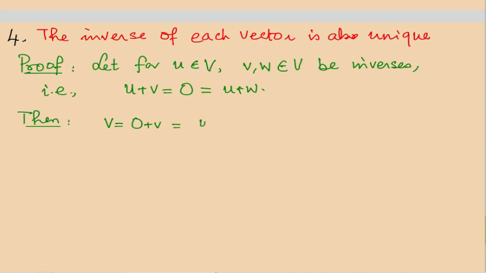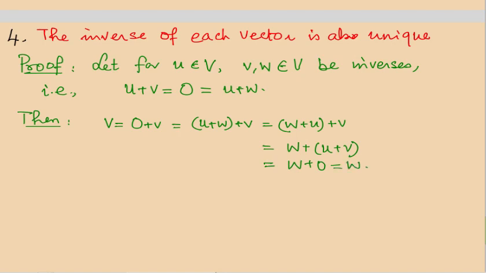Then this is U plus W plus V. But U plus W is also W plus U plus V, where I am using commutativity. By associativity, this is the same as W plus U plus V, which is W plus 0, which is equal to W.